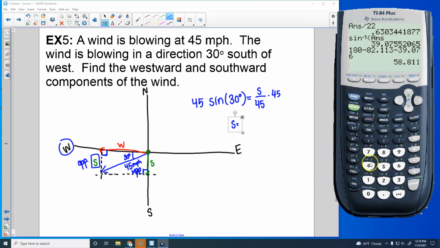Make sure we're in degree mode. 45 sine 30. And we're at 22.5.